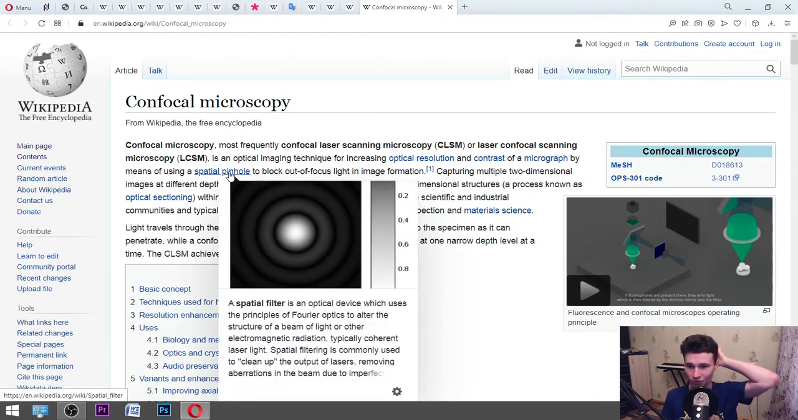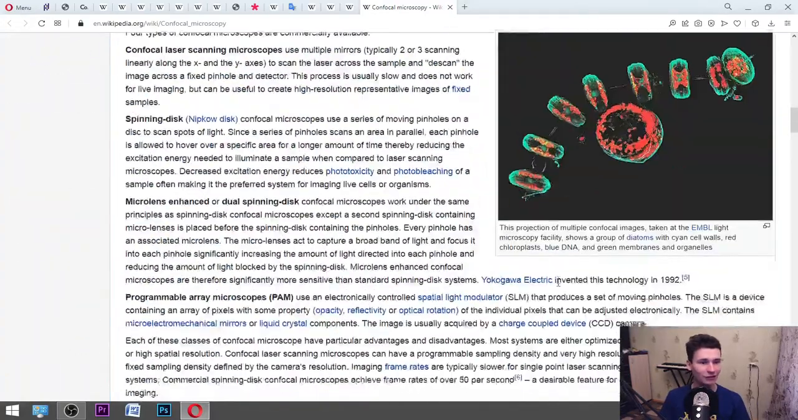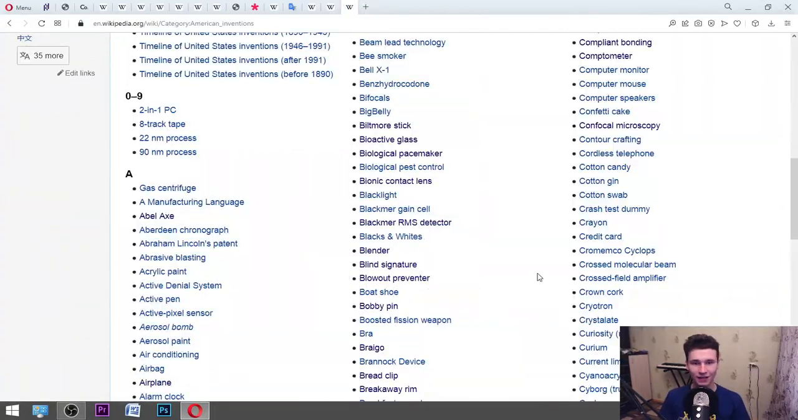And special pinhole, it is a special filter, is an optical device which uses the principles of Fourier optics to alter the structure of a beam of light or other electromagnetic radiation. Good, typically coherent laser light. Good, we actually use it, and it is amazing. And let's go to another field.